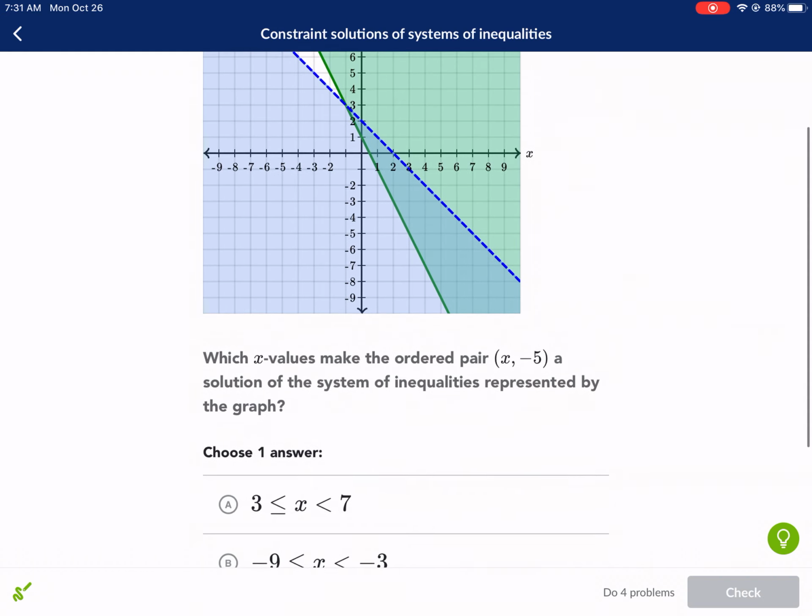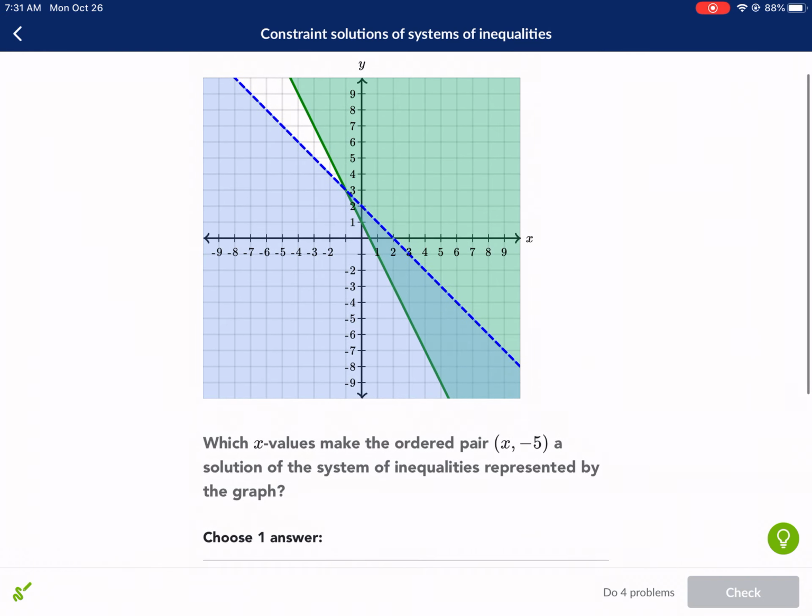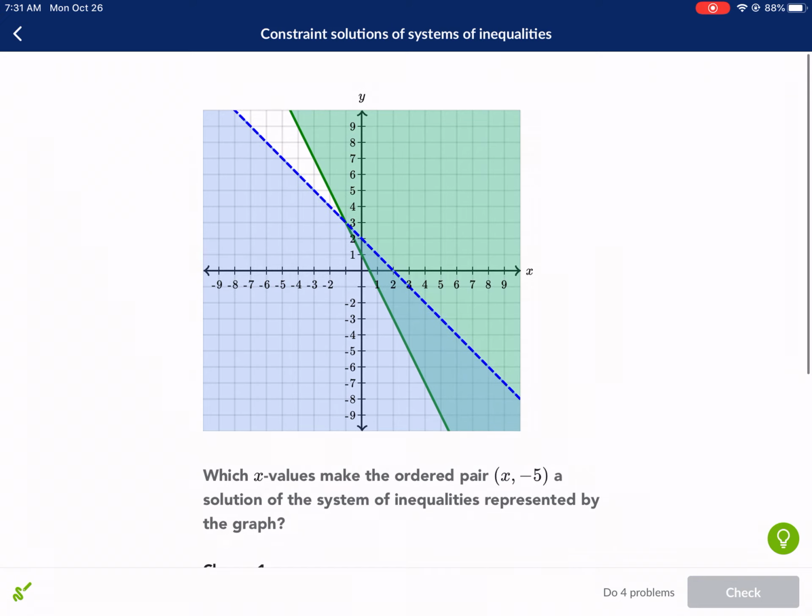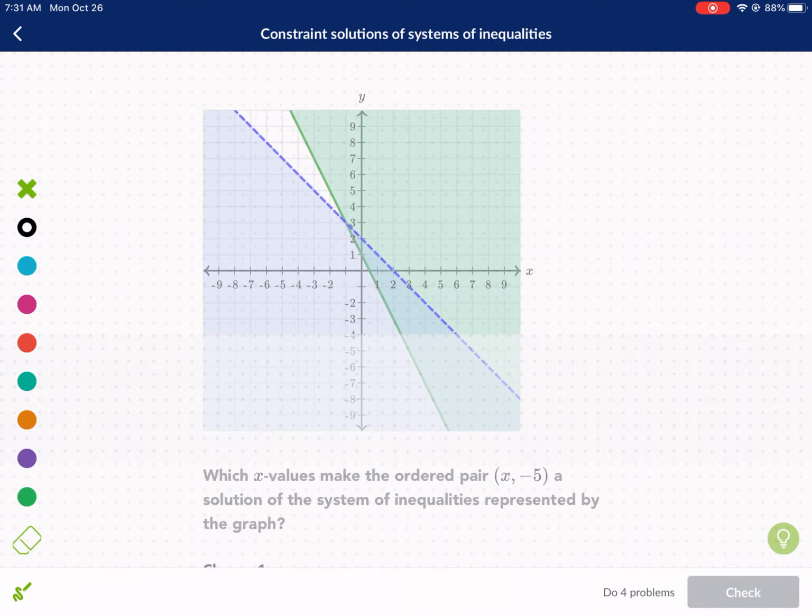Which x values make the ordered pair (x, negative 5) a solution to the system of inequalities represented by the graph? With this, we first need to understand what it is talking about. We're talking about any point that has negative 5 as the y value. Not the y-intercept, but the y value. So we know our y value is negative 5, but we don't know our x value. We get to pick our x value so that this becomes a solution.